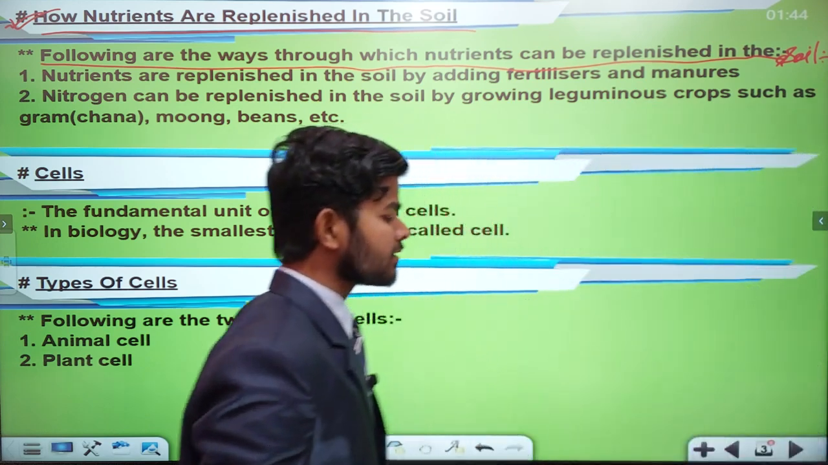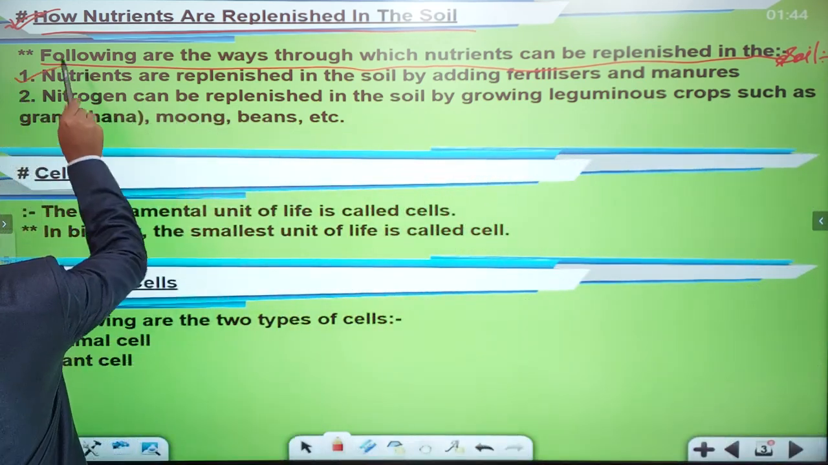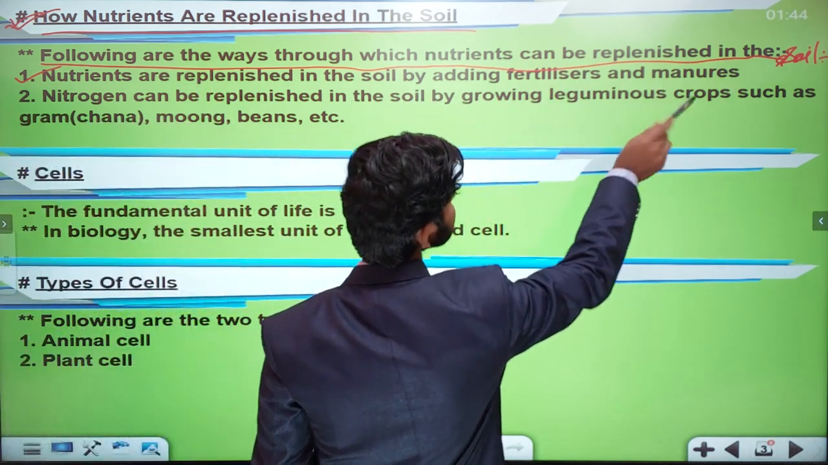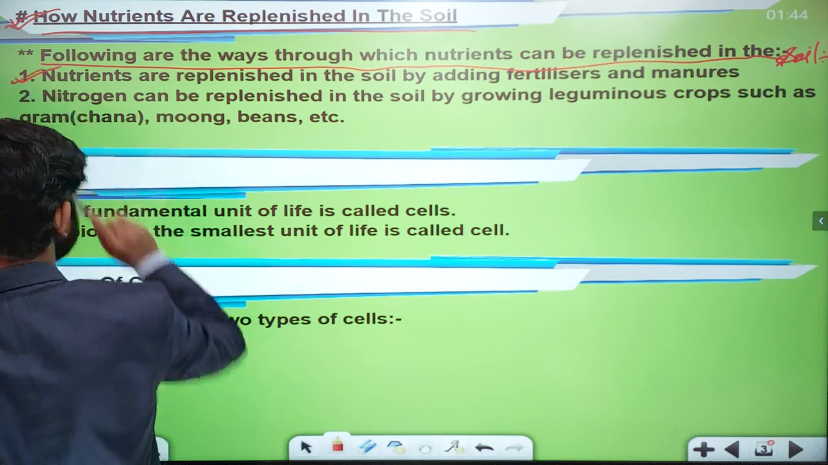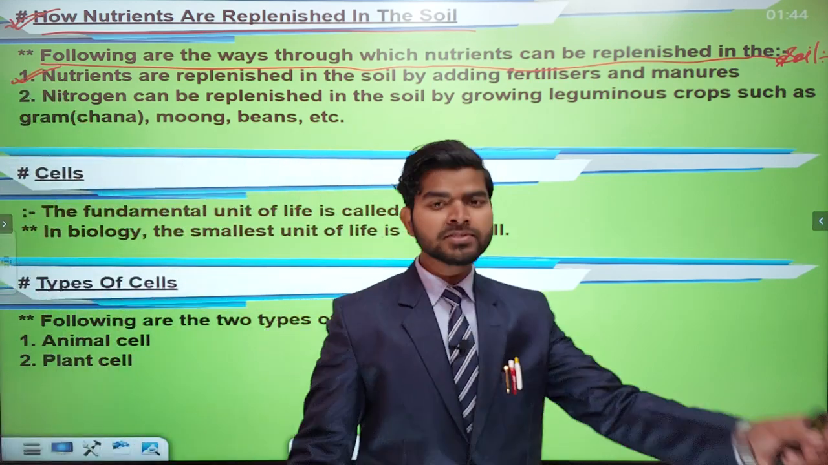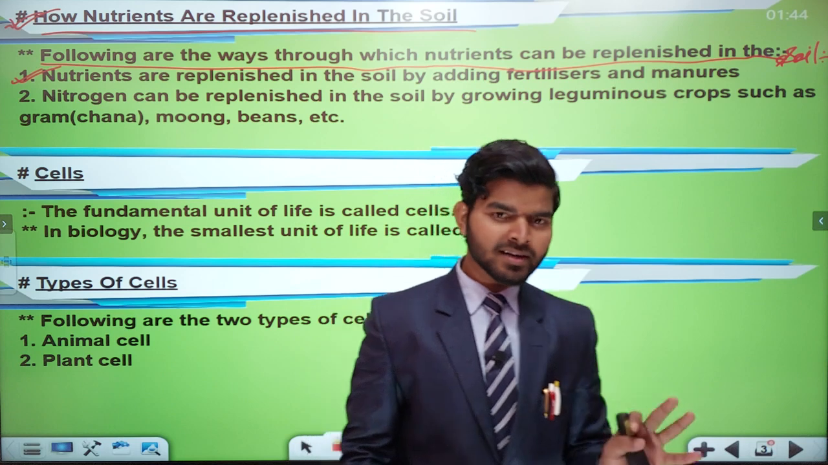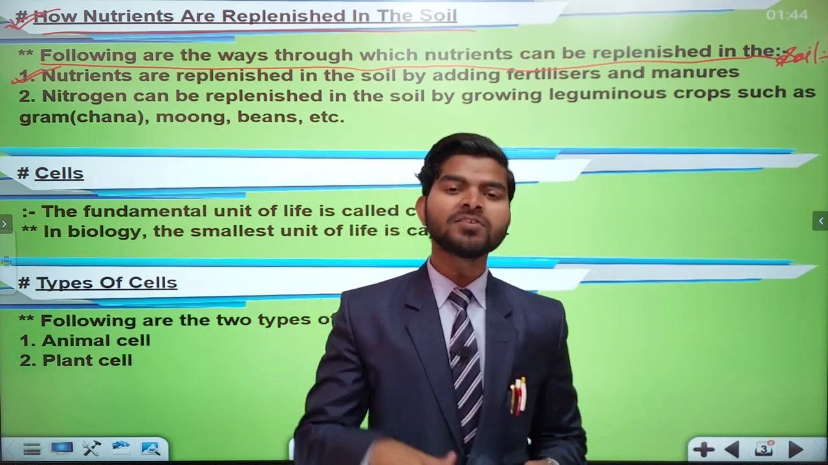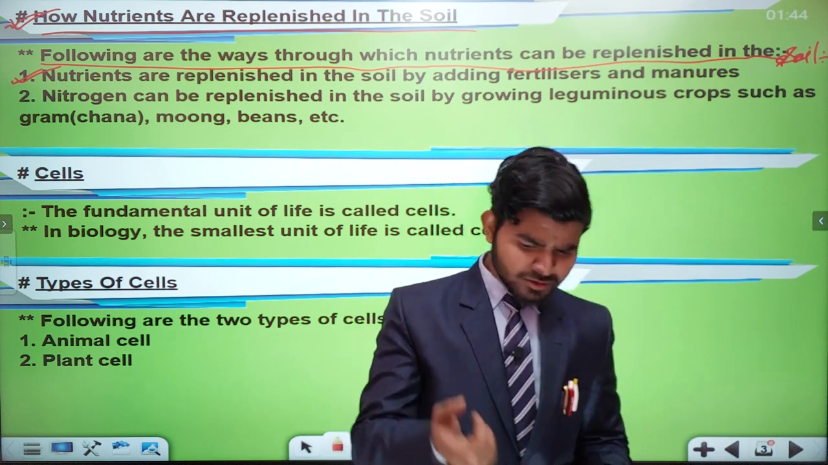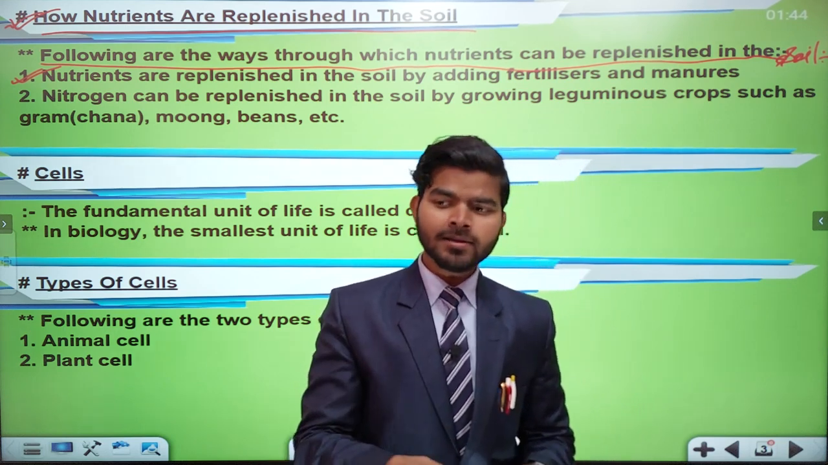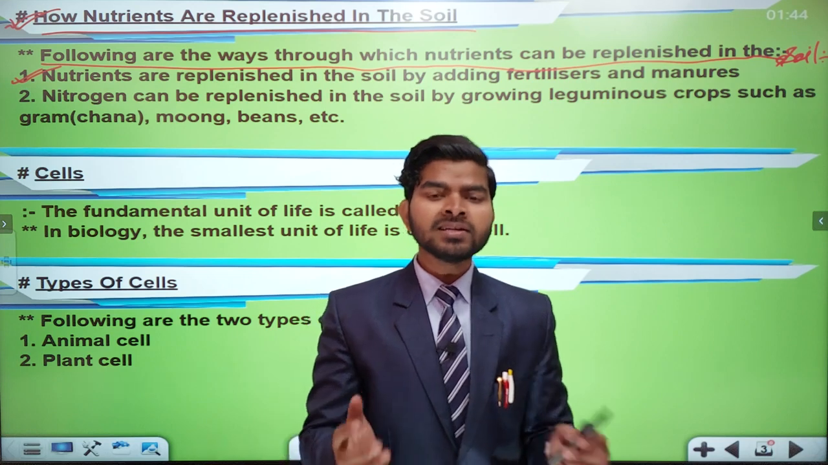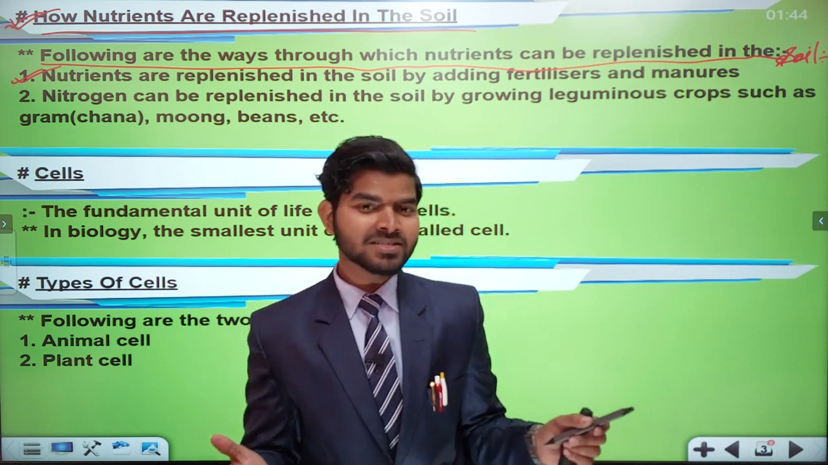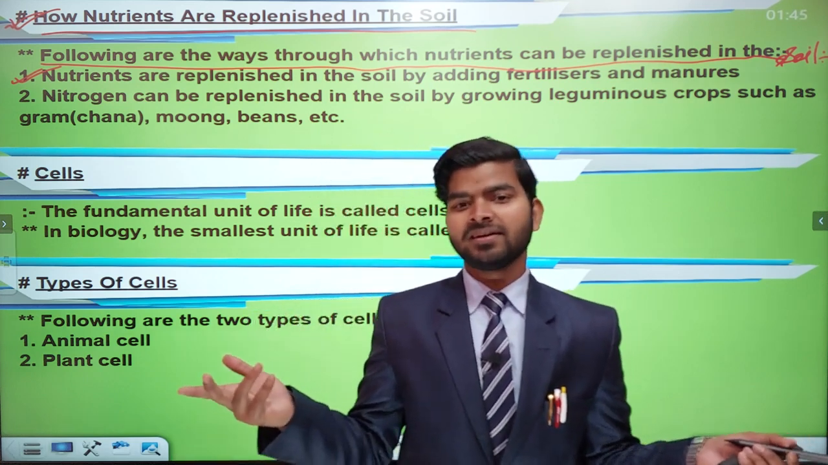Okay, all clear? The first point is that nutrients are replenished in the soil by adding fertilizers and manures. I have already told you the concept of manures and fertilizers. By adding manures and fertilizers, the nutrient deficient soil becomes nutrient satisfied soil. You can remember it just like a phrase.